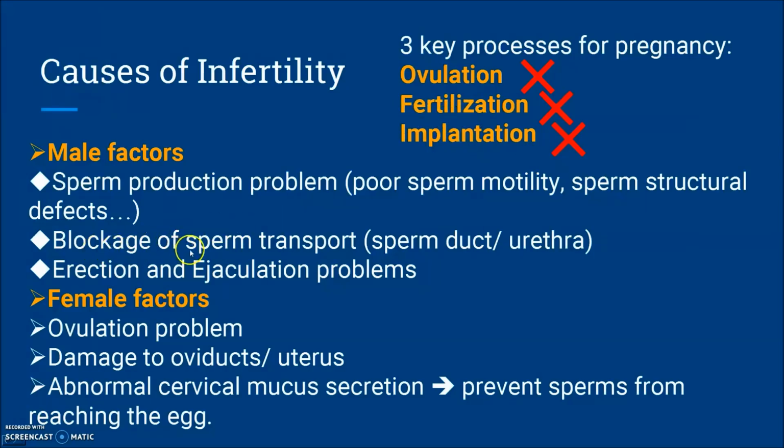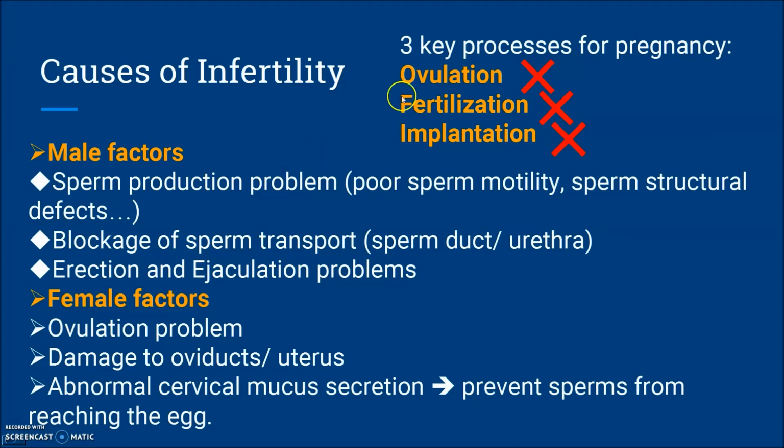And also the blockage of sperm transport, for example the sperm duct or the urethra. So the sperm cannot be ejaculated outside of the male body to the female reproductive organs, and also erection and ejaculation problems as well. So those are the male factors.